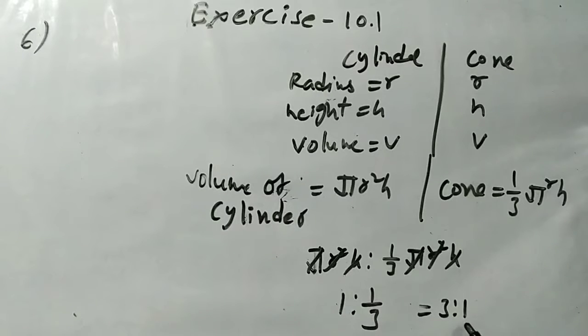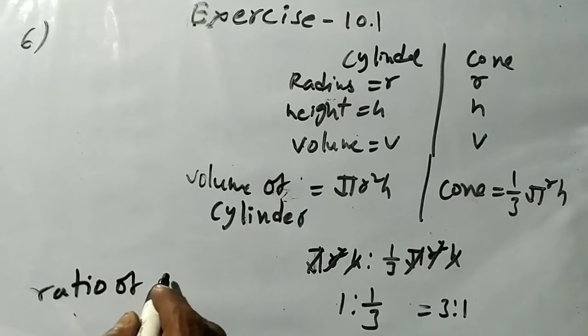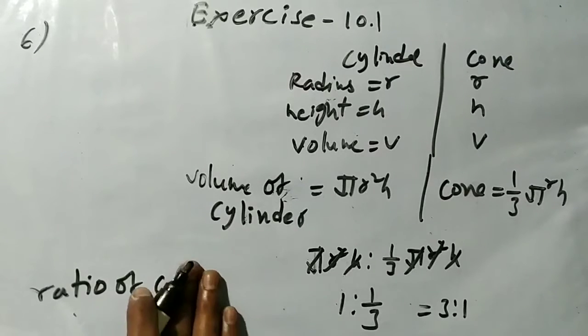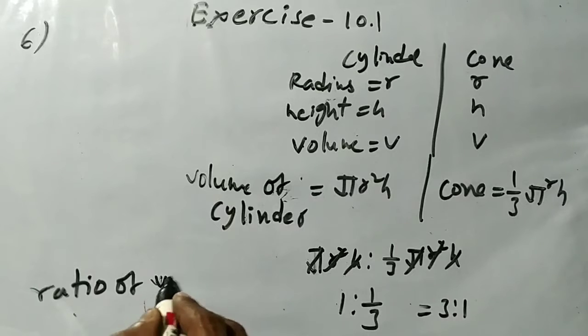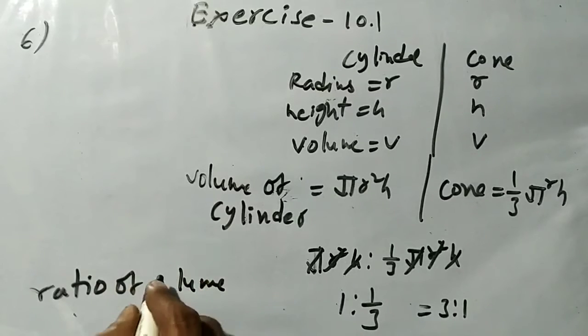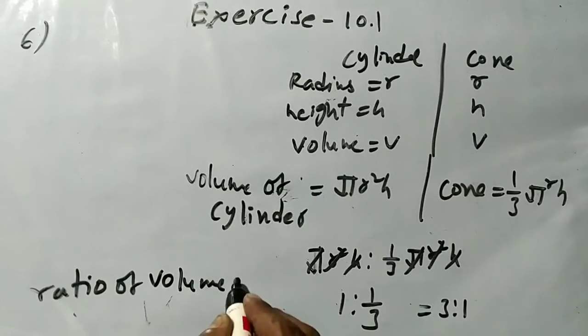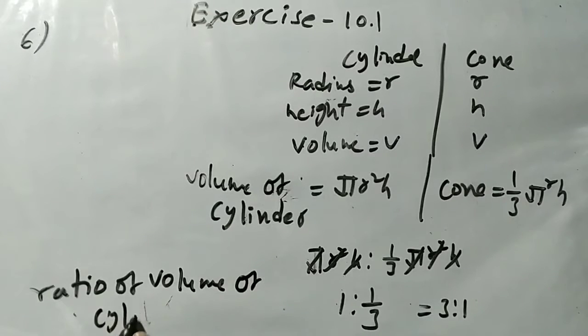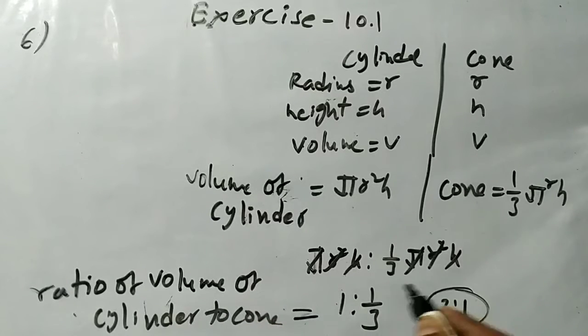So we have shown what the question gave. Here we have to write the ratio of volume of cylinder to cone is nothing but 3:1. It is 3:1, the final value.